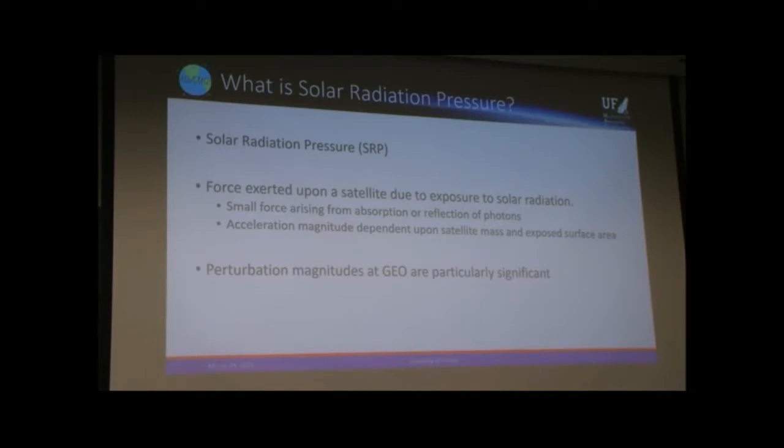And that's exactly right. So what I have here is basically that solar radiation pressure, or SRP, as I'm going to start calling it, is the force exerted upon a satellite due to exposure to solar radiation. It's really small. It is mostly dependent on the exposed surface area, and also the satellite's mass. So if you can imagine a very lightweight satellite with a very large surface area and very reflective, you can start to see why maybe solar radiation pressure becomes a concern.